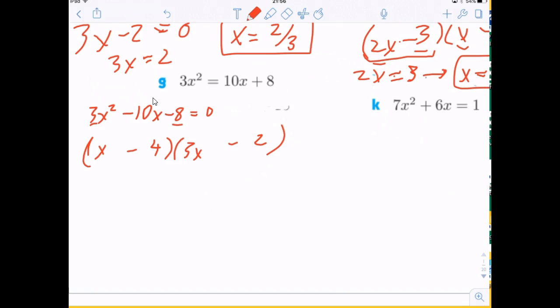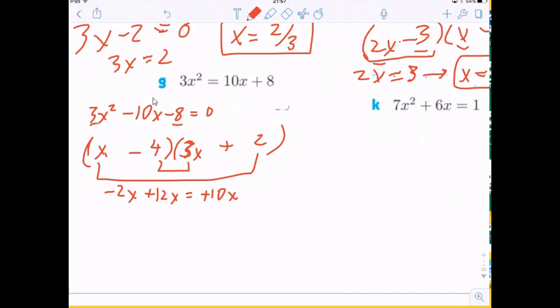And obviously -4 and -2 don't multiply together to get -8. One of them has to be positive. So let's make this positive, see what happens. Okay, so first we're going to have the outside multiplied together. We get -2x, right? Then we multiply the inside ones together. We get positive 12x. That gives us positive 10x. We're supposed to get negative 10x, so we're going to reverse these.